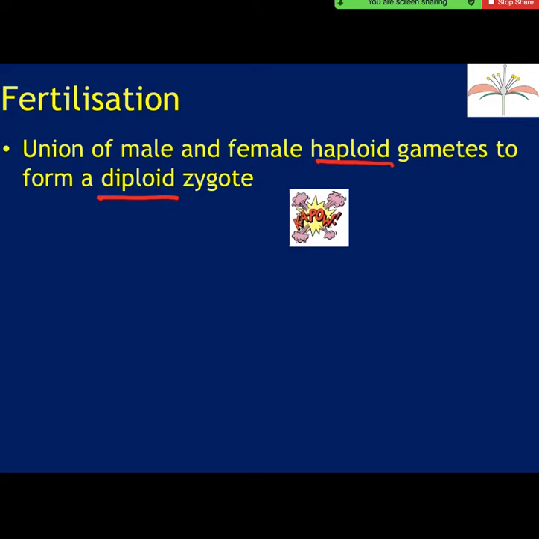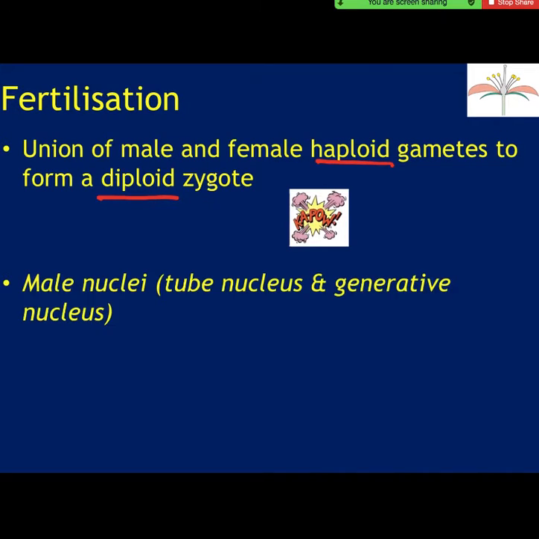So does anyone think they'd like to tell me the name of the two nuclei that are in the male bits when we did our male formation? We ended up with two nuclei. Any takers? Because I feel like I'm talking to myself. Generative and tube. Thank you so much, Laura. Okay, so the male, they are tube nucleus and generative nucleus.